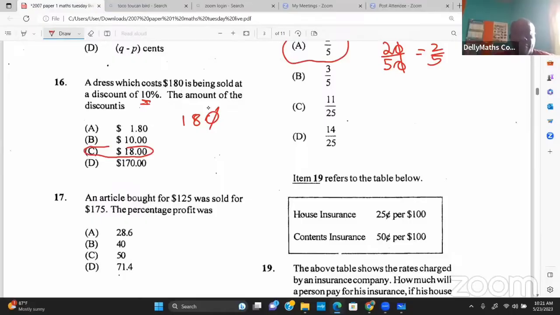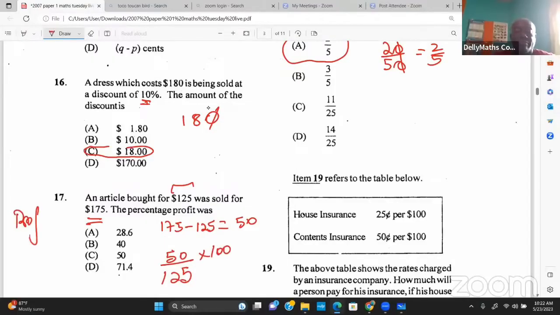All right, we're still working. An article bought for $125 was sold for $175. The percentage profit is what? For the percentage profit, you're going to have to subtract your cost from your selling price. You're going to get $50. And you want to represent this 50 over the cost, then times it by 100. So you're talking about your profit over what it cost you, and you turn that into a percentage.